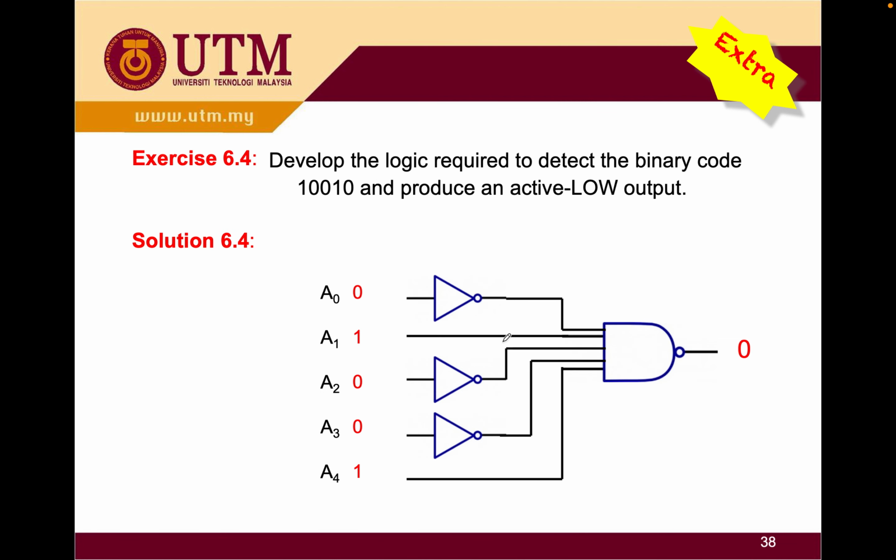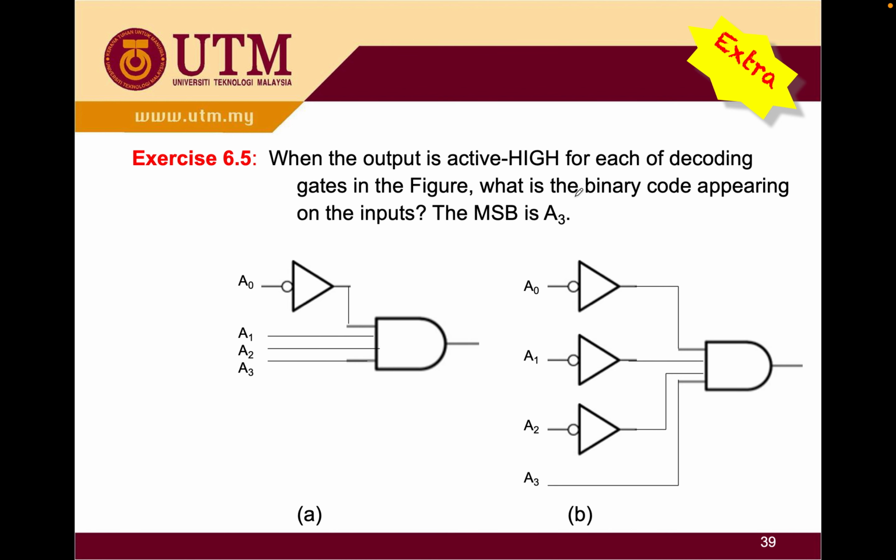Okay, second, I hope that you can understand how you're going to develop the logic circuit by being given the binary codes and whether it is active high or active low. When the output is active high, for each decoding gate in the figure, what is the binary code apparent on the input? This one is the twist, vice versa. Just now you were given the binary code and you needed to come out with the circuit. Now you are given the circuit. Let's give you a hint.